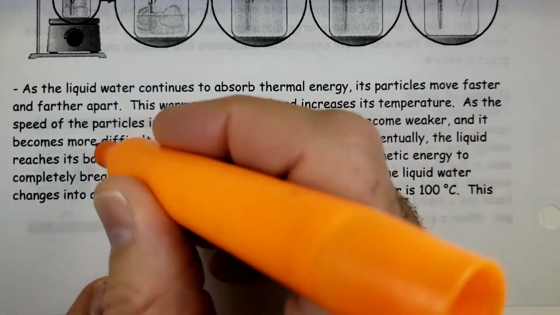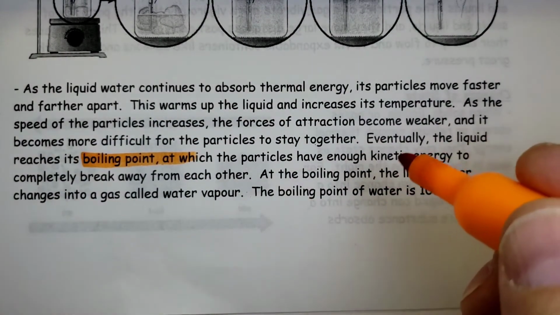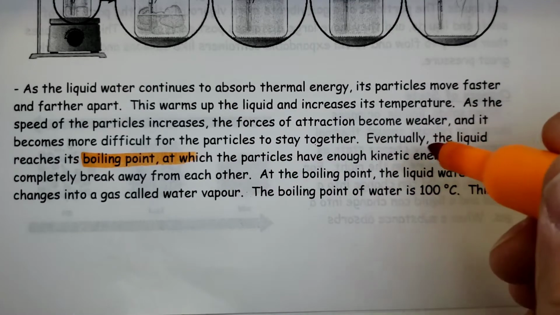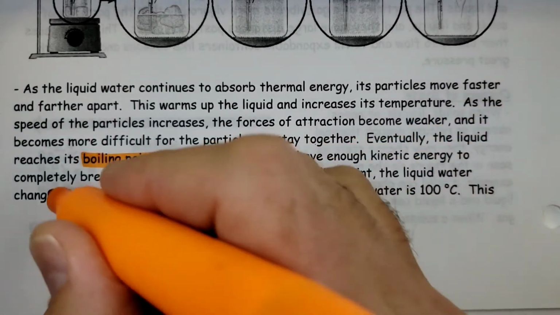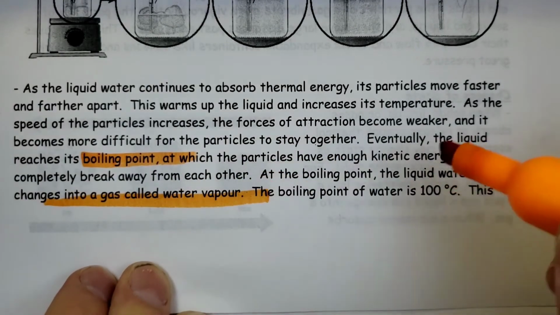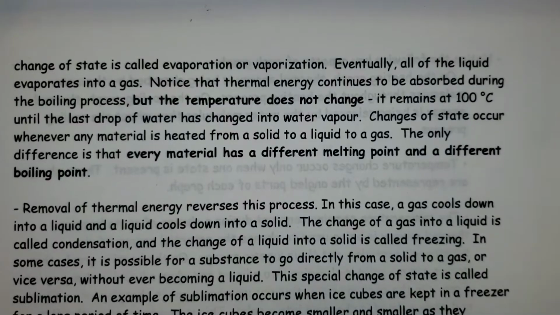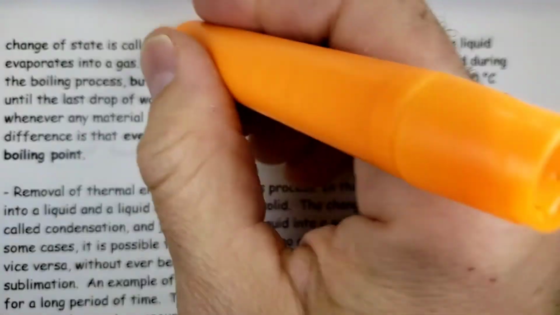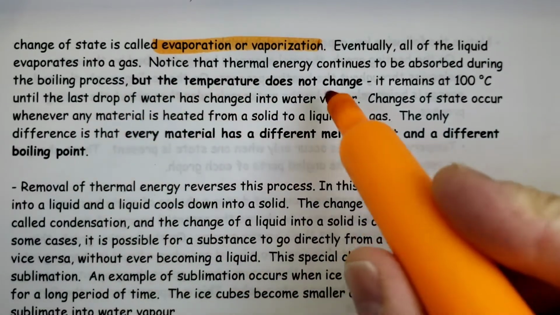Eventually, the liquid reaches what is referred to as the boiling point, at which particles have enough kinetic energy to completely break away from each other. At the boiling point, the liquid water changes into a gas called water vapor, and that occurs at 100 degrees C. That change of state is called evaporation or vaporization. Eventually, all the liquid goes into a gas.